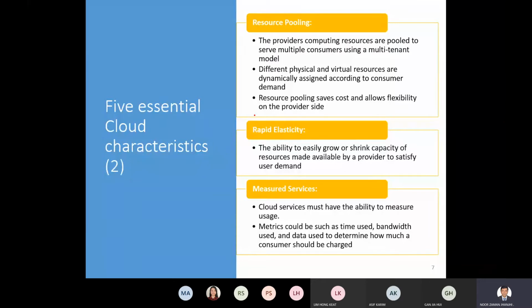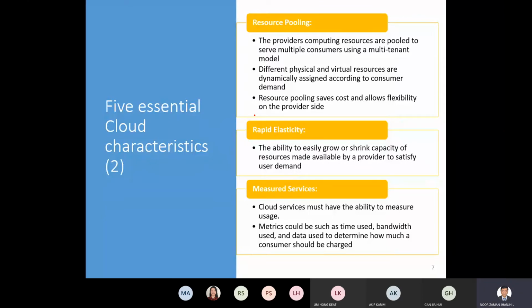A metric could be such a time. What could be a metric? It could be time, bandwidth, storage, processing, the cost, anything. But we may have the concept of the metric. Then we can keep a record of how much it is being used, by whom it is being used, and how long it is being used.